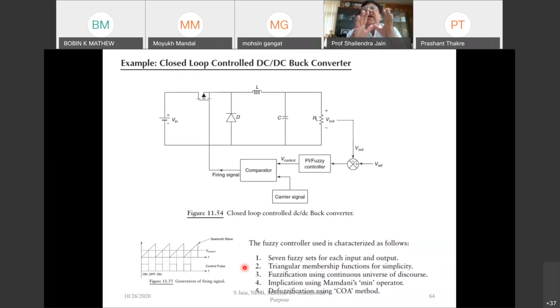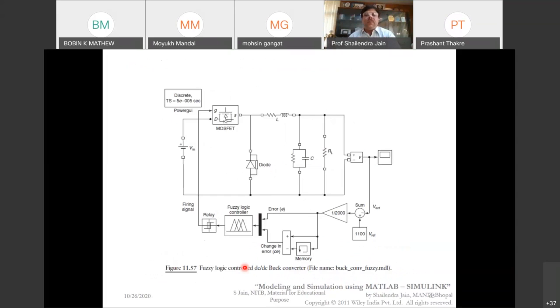Generally, if we see the different cases, people have used up to 5 to 7 membership functions. You can go even beyond 7, but complexity will increase with not much improvement in the output. So generally up to 7 membership functions are tried in different types of controllers, which will give you perfectly good results. So this is the simulation model we have created.